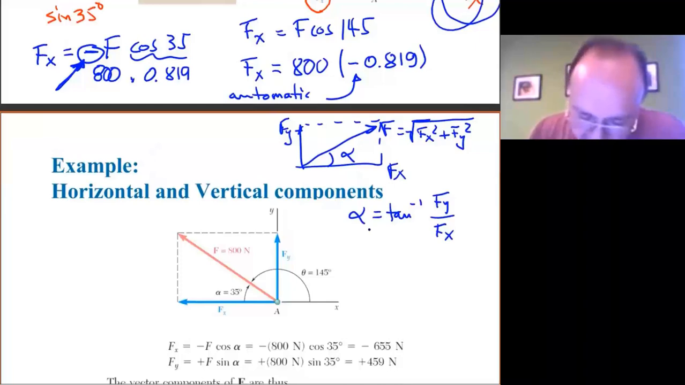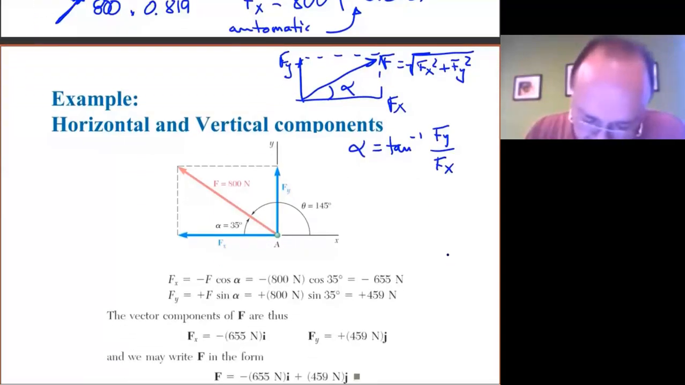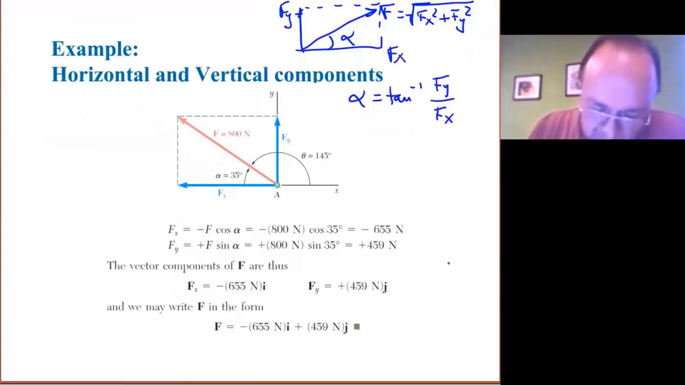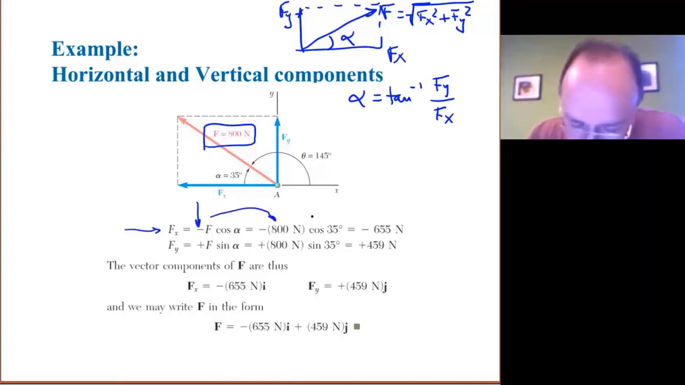Okay, so this is an example here, just with numbers. We have the force of 800 newtons right here, and we need to find the components. The component in the X direction, here we are putting the sign manually, is F, the magnitude of the force 800, times the cosine of 35, and you get minus 655 newtons, right?